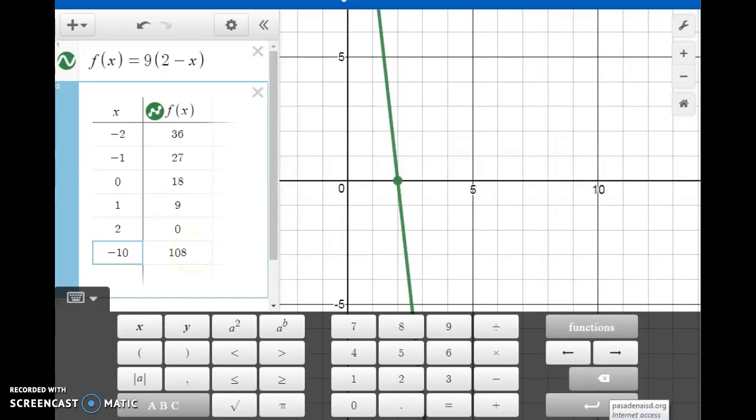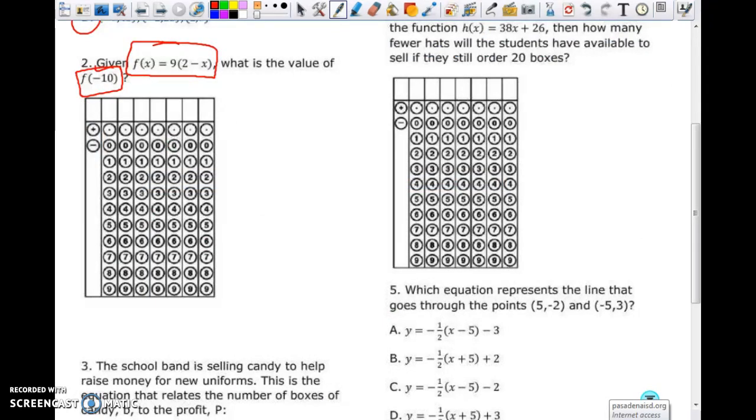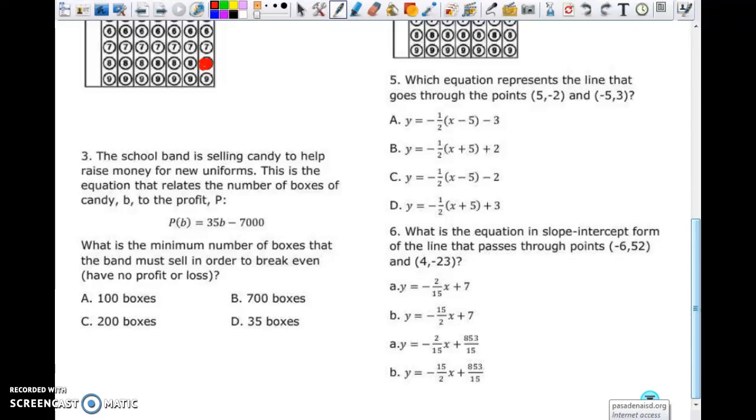So right here, I put 108, and then you just bubble in your answer, 108.